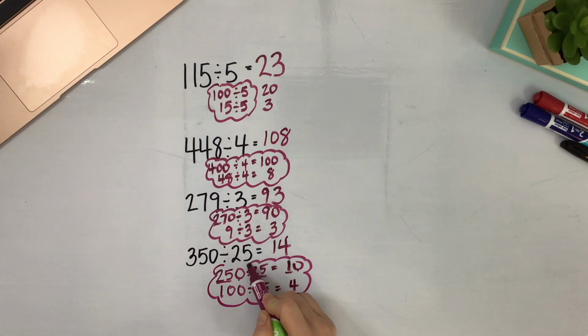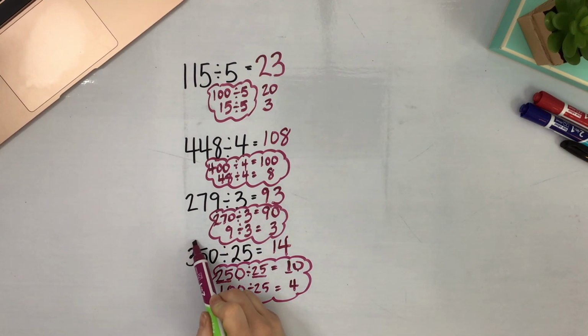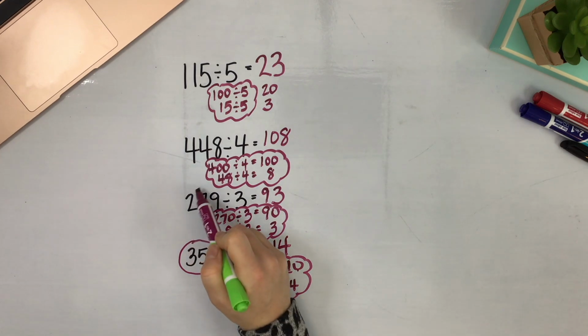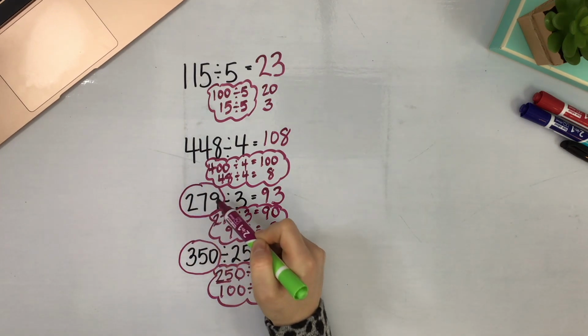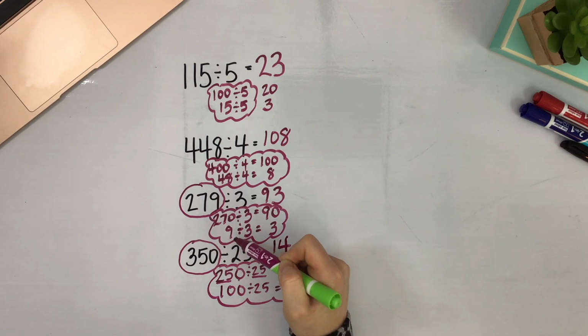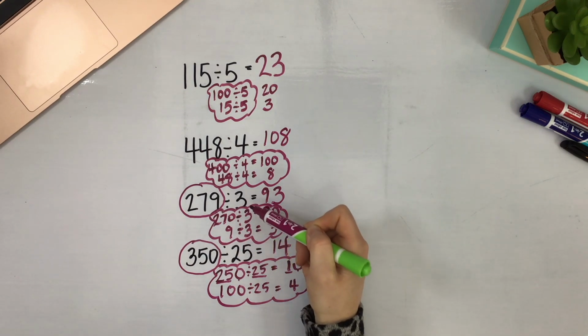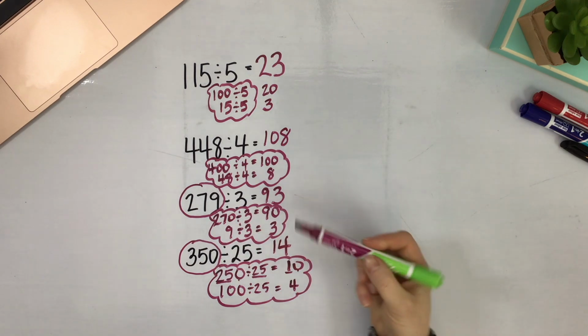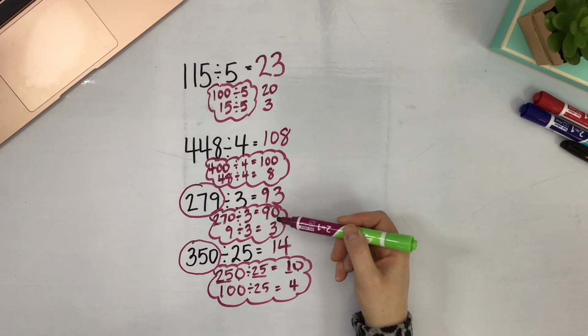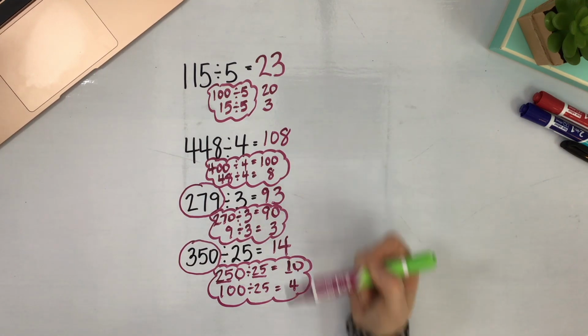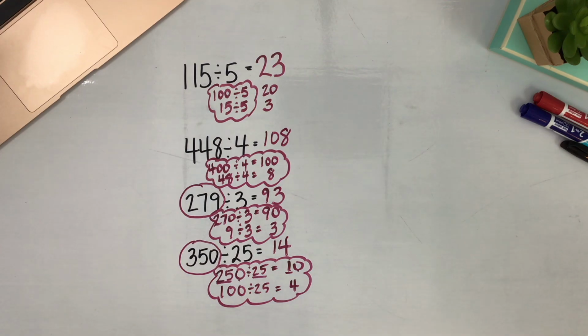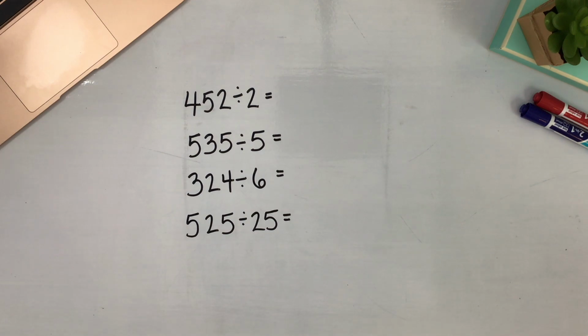Okay, so the key is to break that dividend, which is the first number in your division question, down into pieces that you know you can easily divide by your divisor, which is the second number in the division question. Make partial quotients, which are the answers to the division questions of your pieces, and then you put them together to make your final answer. Okay, now it's your turn. Pause the video, try these questions on your own, and then come back and check your answers.